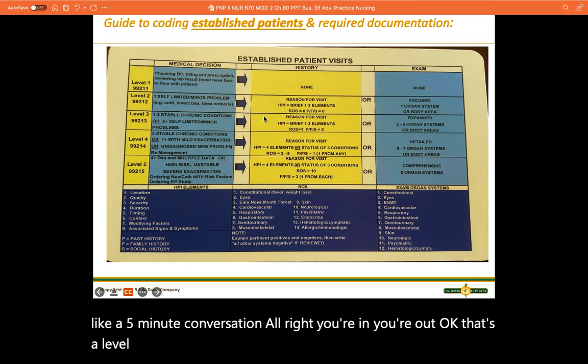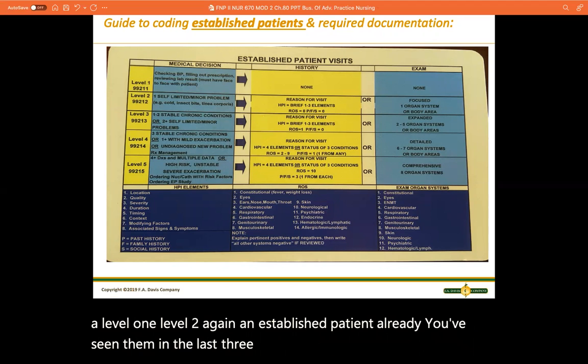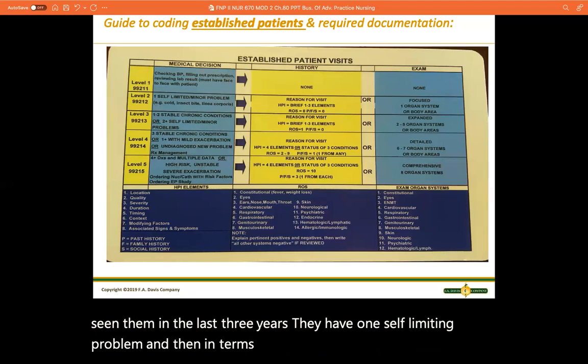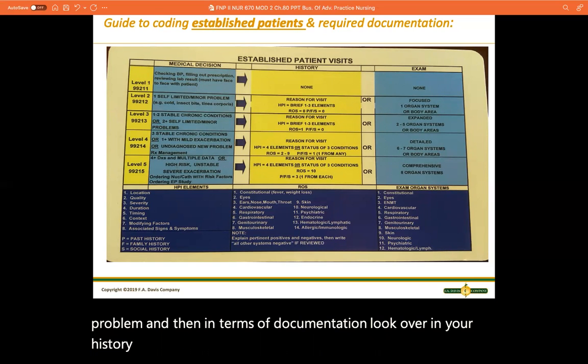Level 2, again, an established patient already. You've seen them in the last 3 years. They have one self-limiting problem. And then in terms of documentation, look over in your history and exam, and these are what you need to include.